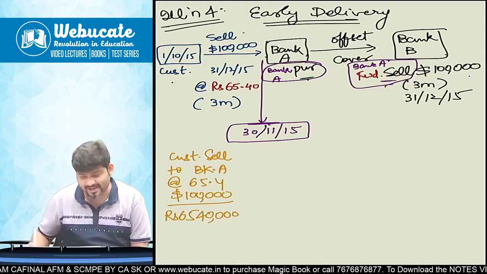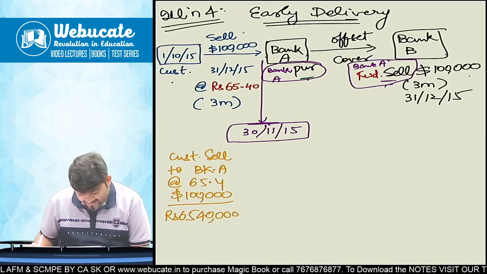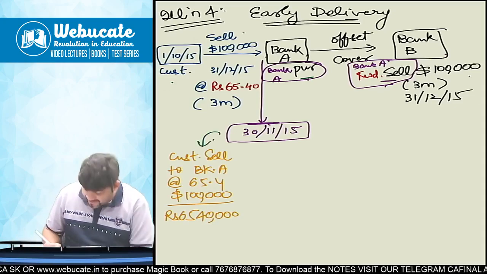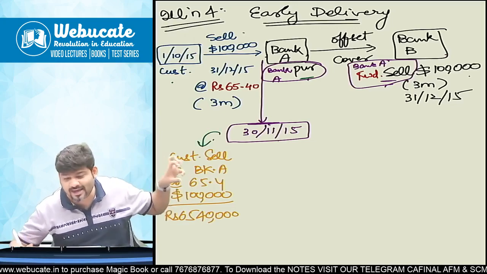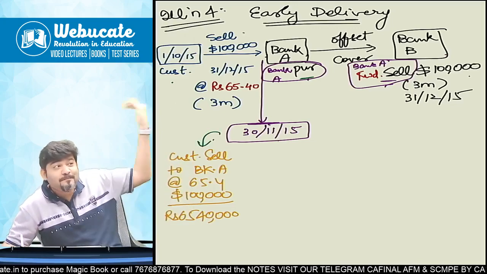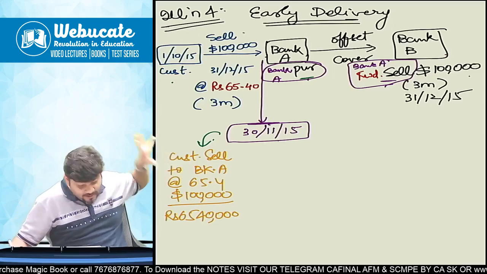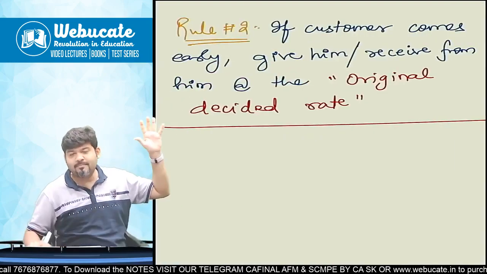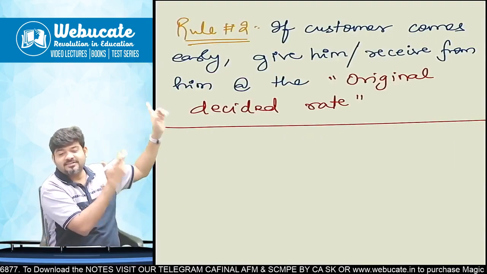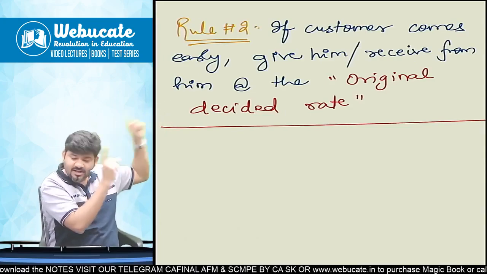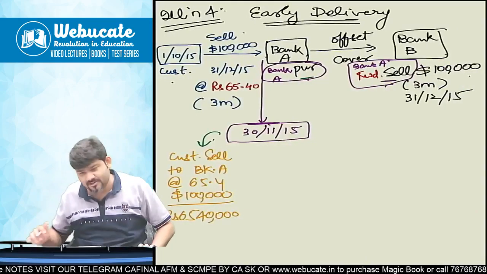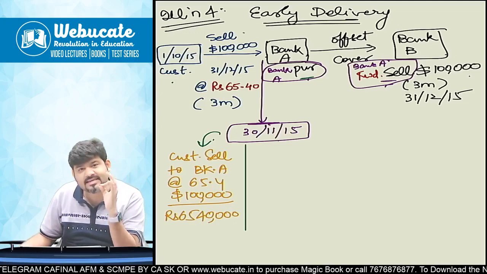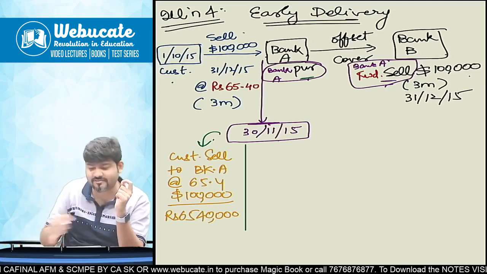Congratulations, Bank A. You have entered into a customer sell transaction. Now, if customer is selling, Bank A has to purchase at 65.4 compulsorily. Again, I'm telling you compulsorily. You don't have an option. You are bound by FEDAI rules. If customer comes early, give him or receive from him at the original decided rate. Full stop. So, okay, done, sir. If you are saying so, it's like ICAI. Whenever it decides, you have to give exams. You have no options.